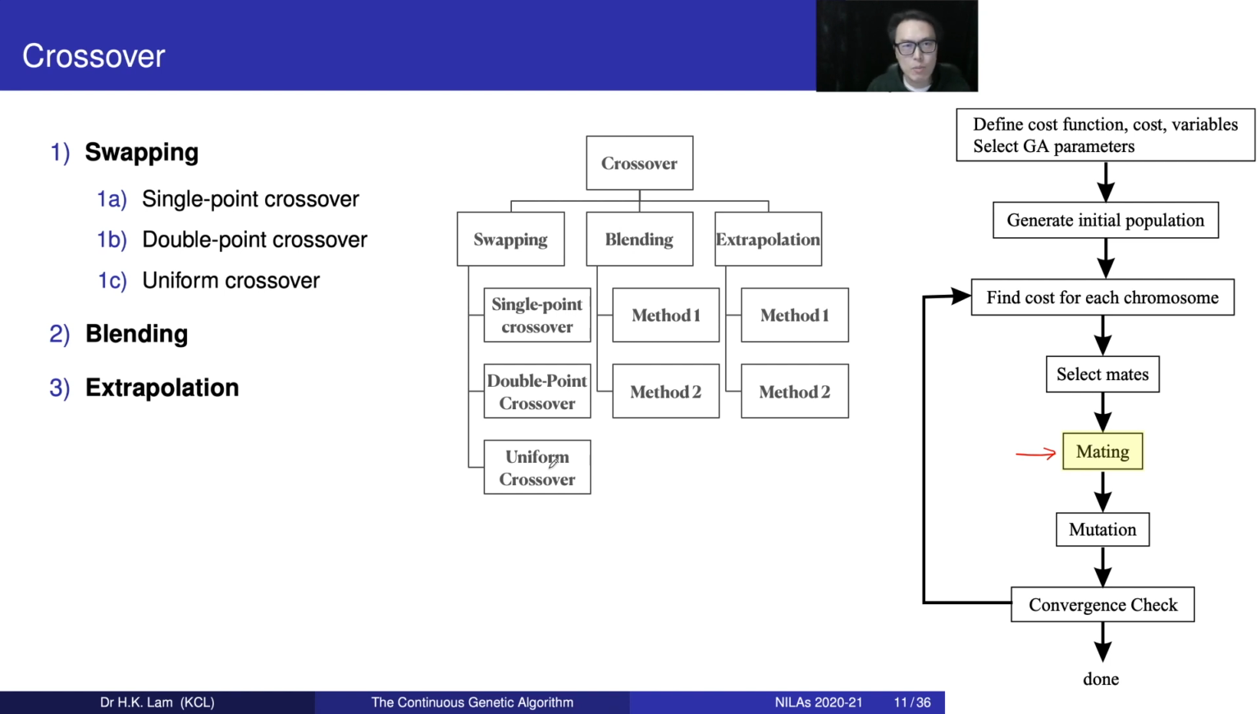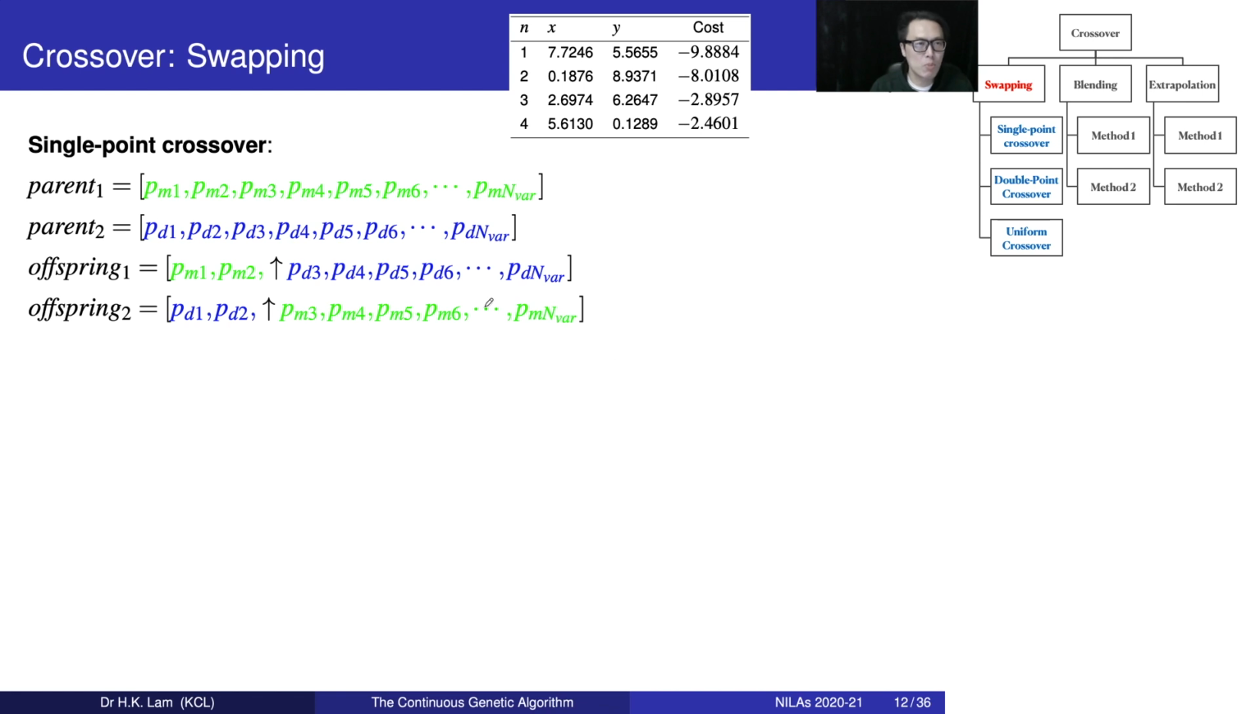In continuous genetic algorithm, we are going to do the swapping using real valued numbers instead of the binary string, but the idea is more or less the same. For the banding and extrapolation, for each one of these two methods we have two ways to do it, and I'm going to explain that later on. Now single point crossover, quickly I'm going to recall what we're going to do.